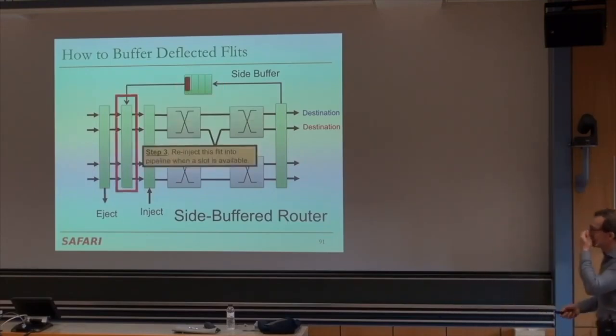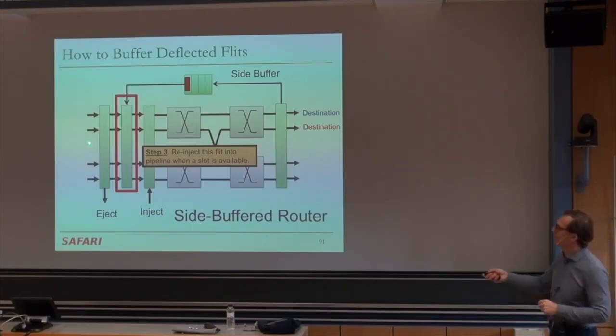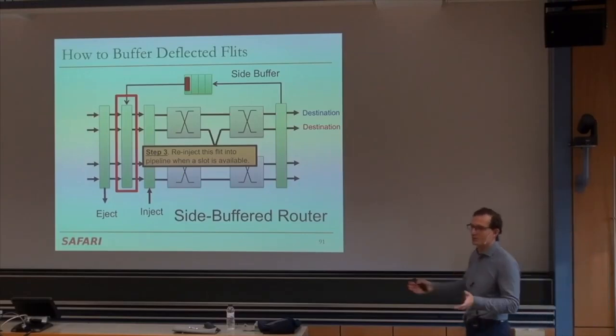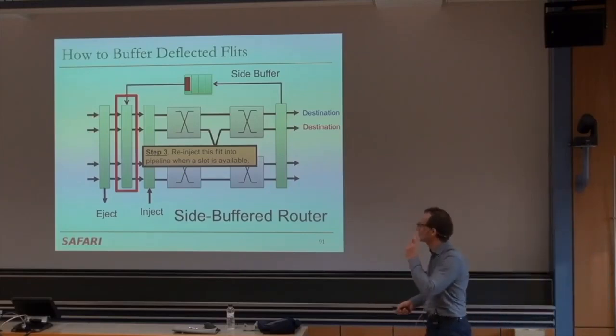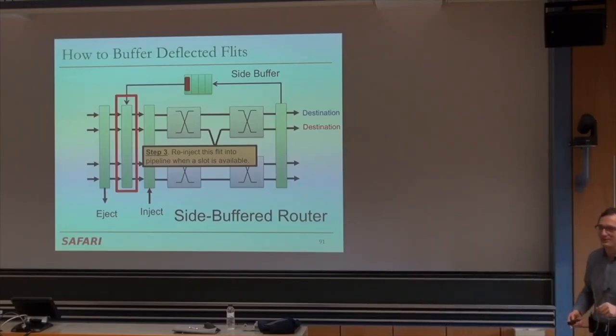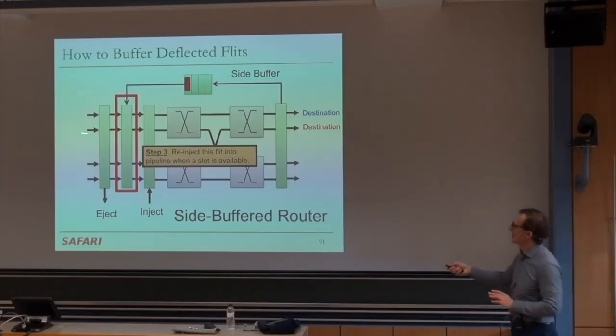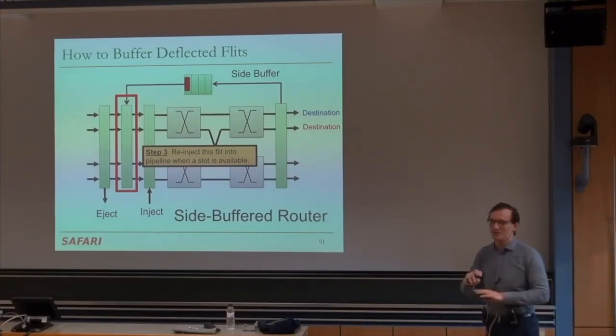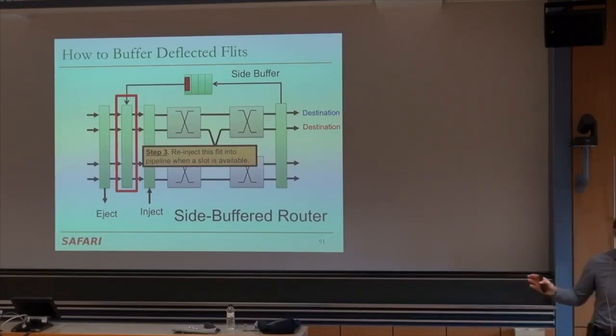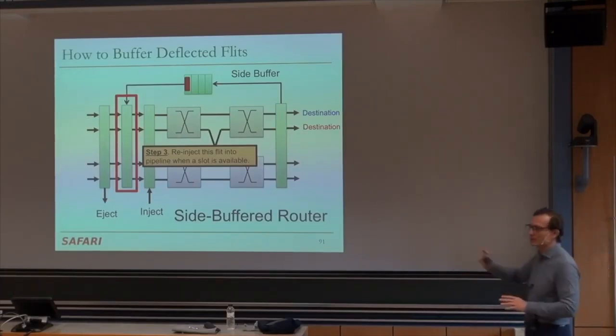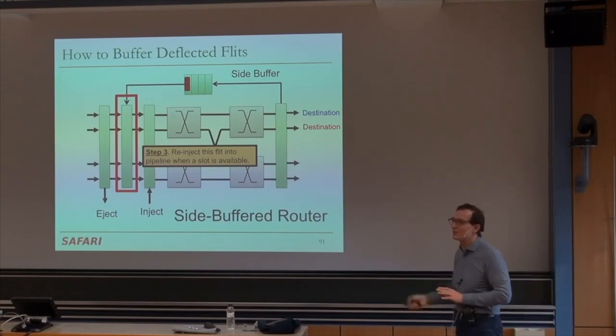You reinject this flit into the pipeline when a slot is available. What does that slot being available mean? When an input port is actually available. Just like the original injection policy that we have with bufferless routers. Makes sense, right? So now you realize the difference between this buffer and the buffers over here. This is a much simpler to manage buffer. There is no need for credits over here, for example. It's very local. It's completely local. Nobody else needs to know about it other than this router.